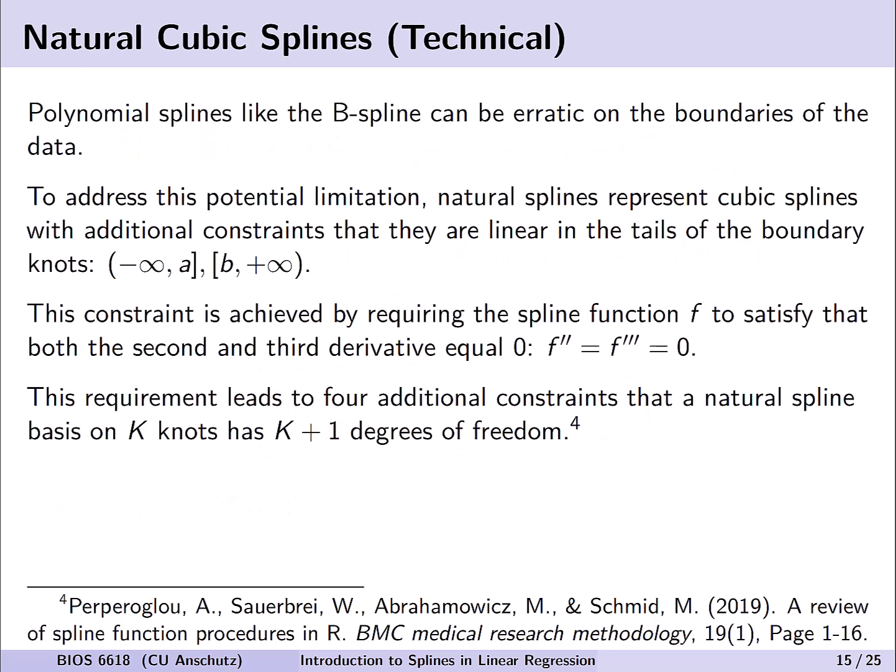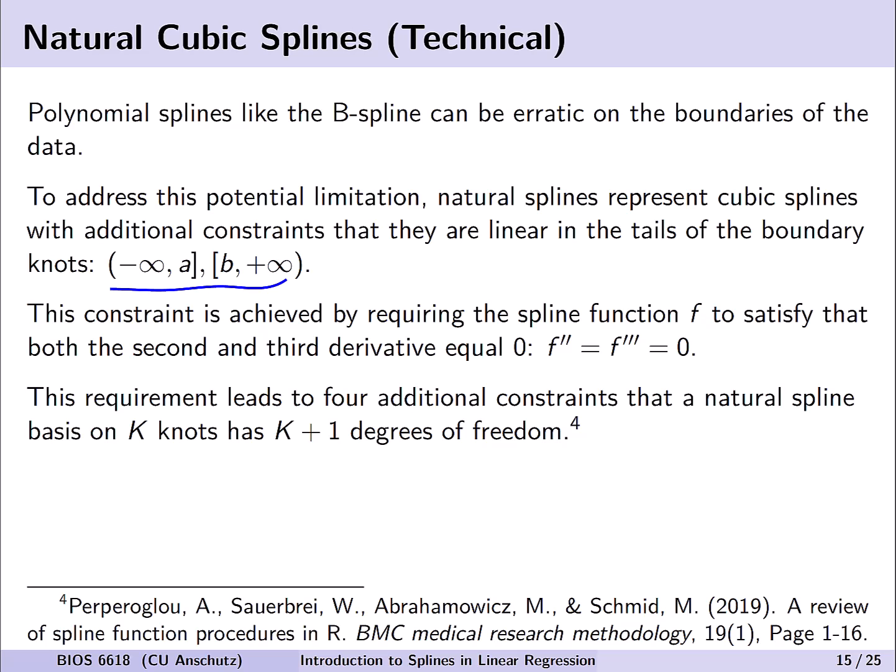Now, building off of that idea, what we'll see implemented in practice in a moment is also the idea of natural cubic splines. These are like the B-spline, but it has been noted that the B-spline itself has no limitations on the behavior at the boundaries of your data, so it can sometimes be a little erratic. To address this limitation, natural splines represent cubic splines that have additional constraints that the spline is linear in the tails of the boundary, or in other words, in the negative infinity to A or B to positive infinity range.